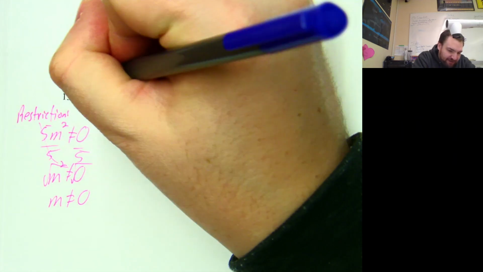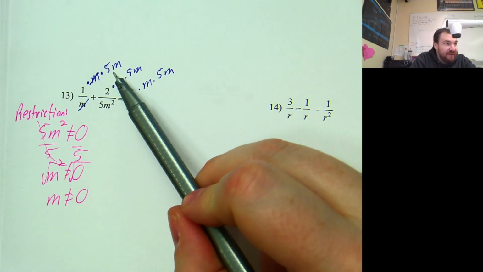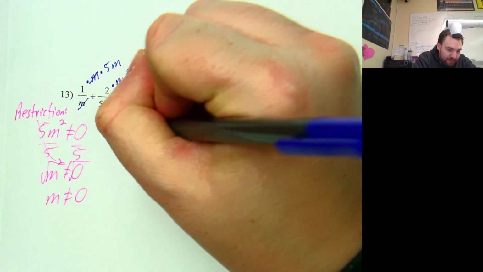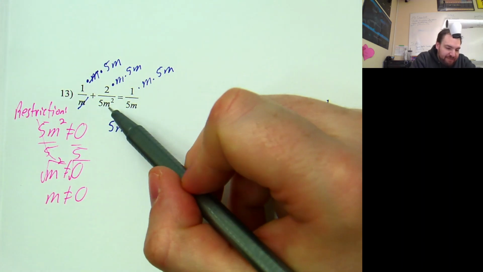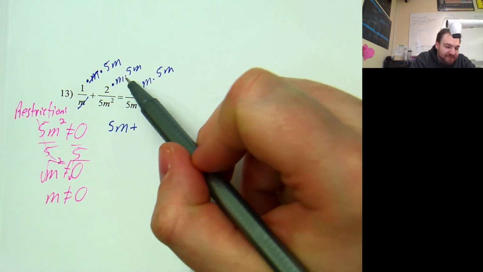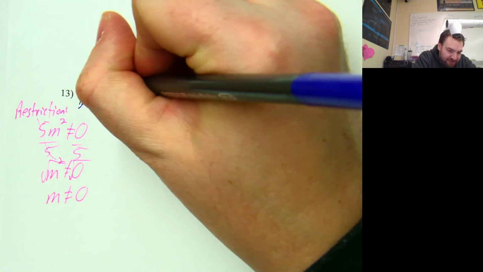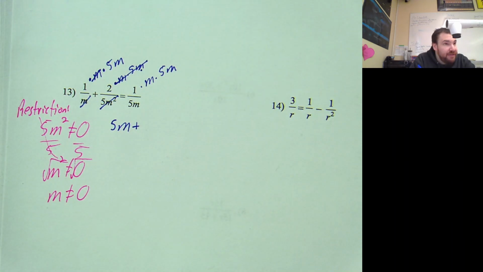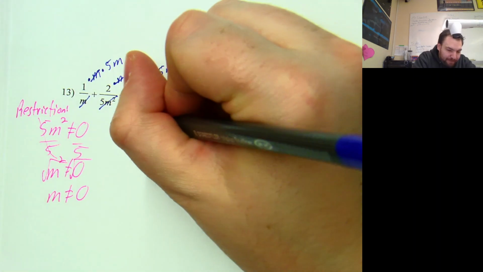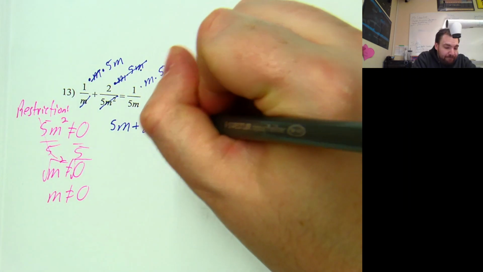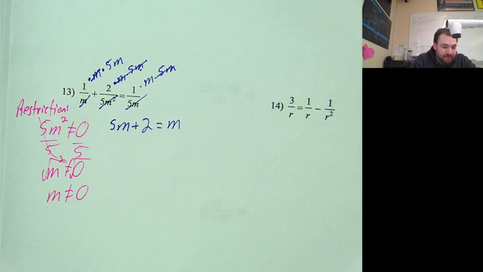I'm going to multiply here by m times 5m, and multiply here by m times 5m. Here, my m's are going to cancel, leaving me with 1 times 5m, which is just going to be 5m. Plus, now I've got 5m squared on the bottom, and I've got m times 5m on the top. m times 5m is 5m squared, so these two are going to cancel with my denominator, leaving me with 2. And that's going to equal what? It's going to equal m. So I got 5m plus 2 equals m.